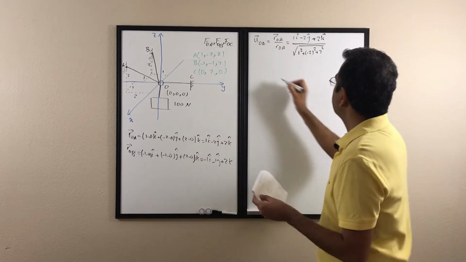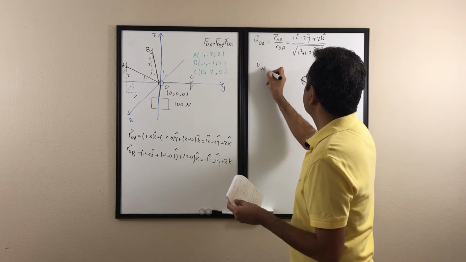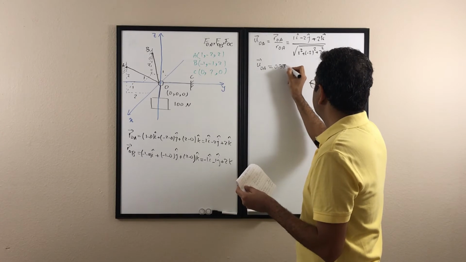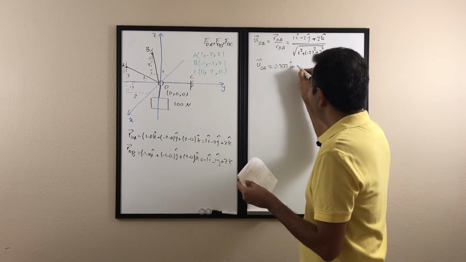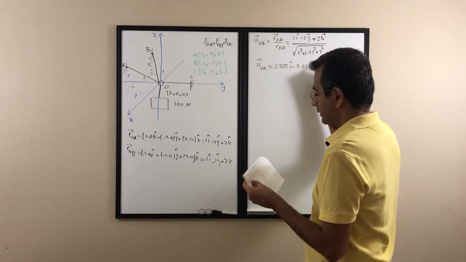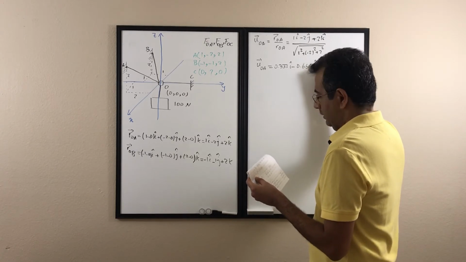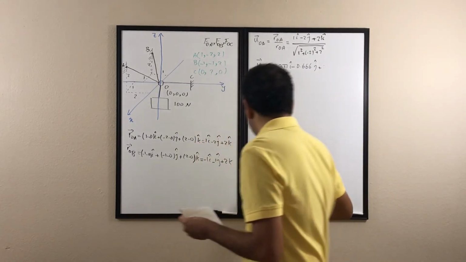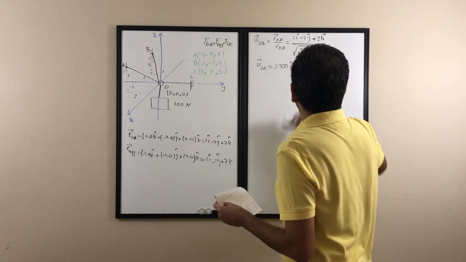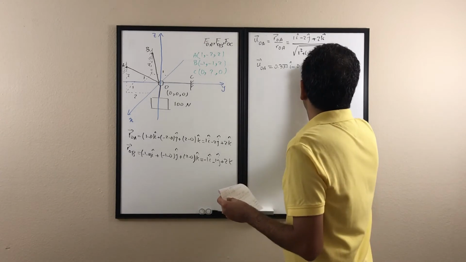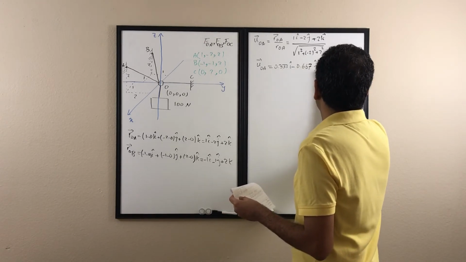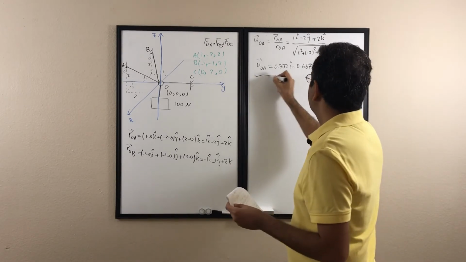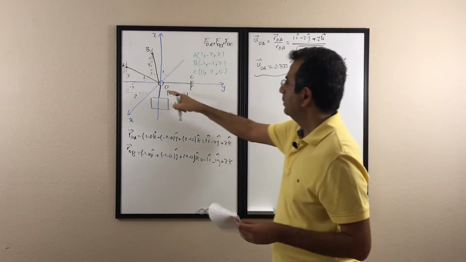And if you do the calculation, the unit vector OA comes out at 0.333I minus 0.667J plus 0.667K. So that's the unit vector along OA.